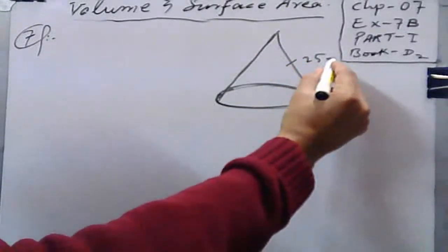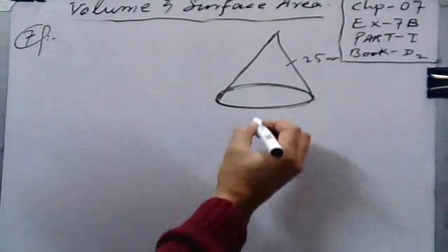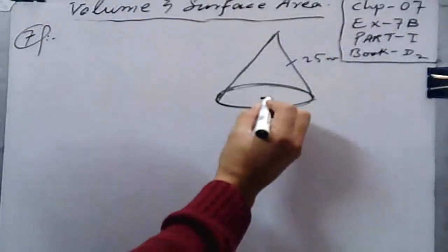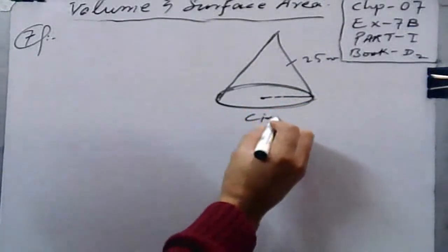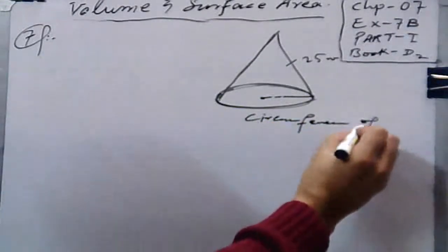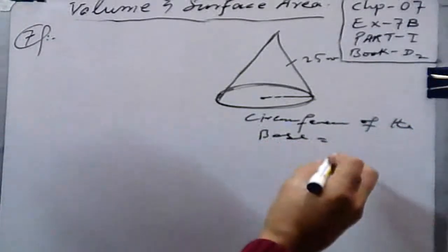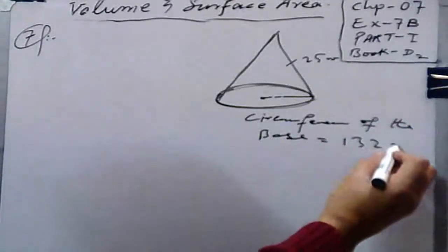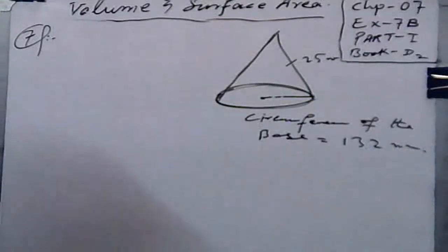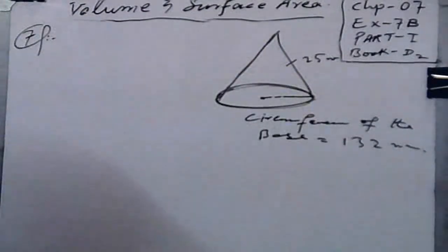That is, slant height is 25 millimeter and circumference of the base is equal to 132 millimeter. It is given to us in your textbook. You can see that is 132 millimeter.